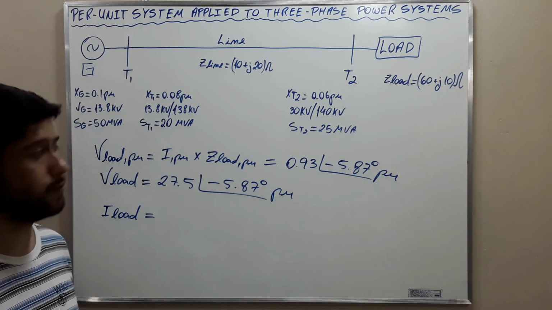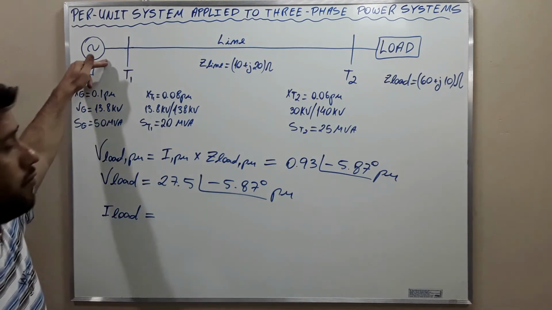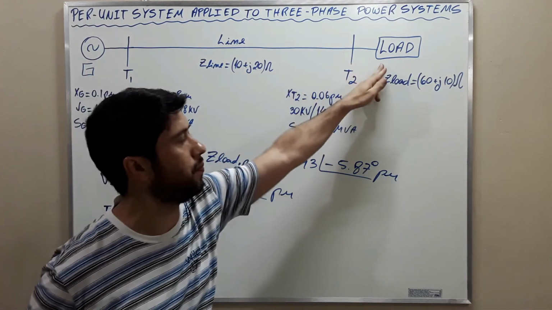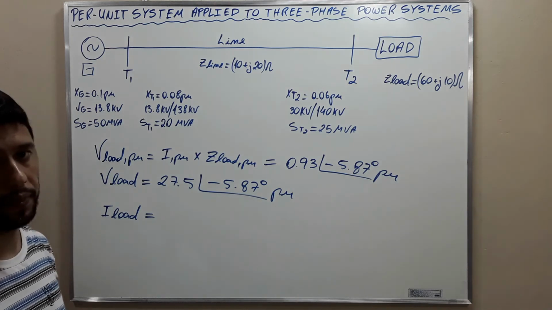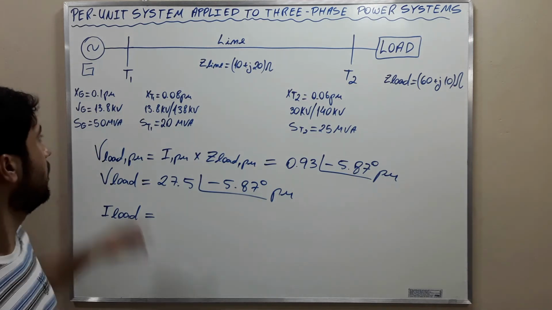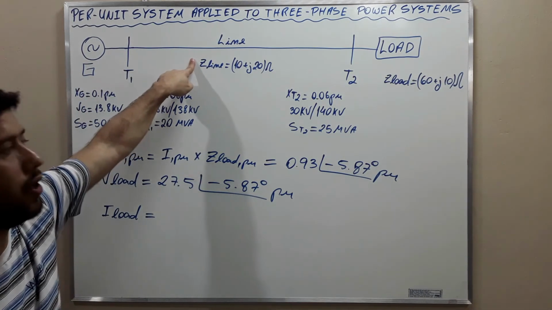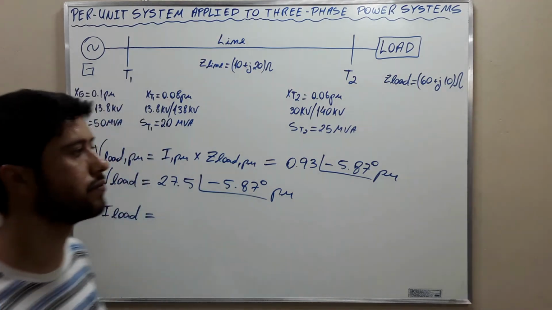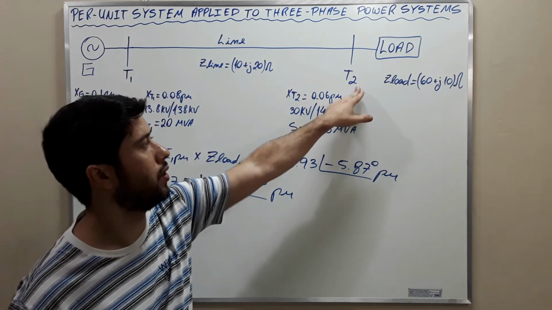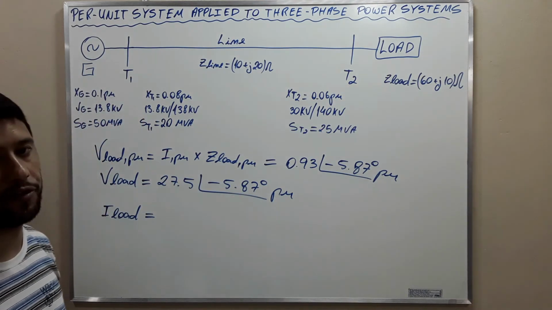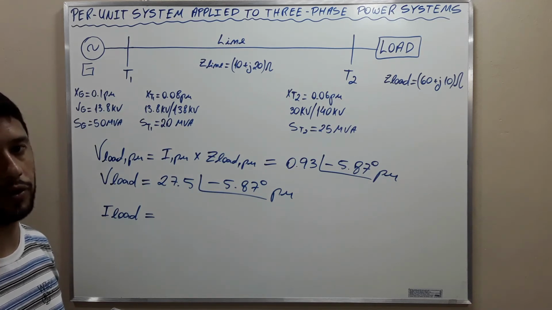A very common doubt. The current in per unit is the current that flows throughout all the system, in all regions, in per unit. But in amperes, the current here is different from the current here, which is different from the current here, because there are transformers in the system. Transformers change the value of currents and voltages.